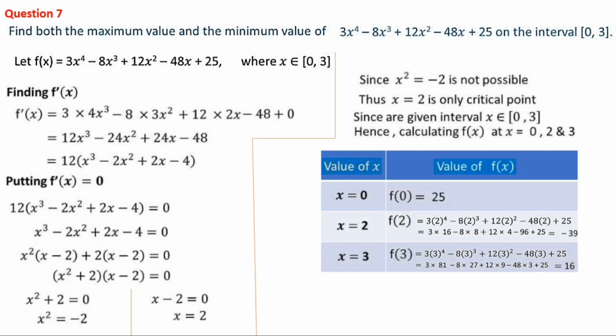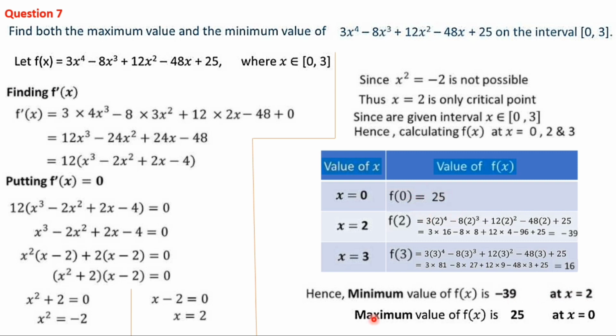So here find both the maximum value and the minimum value. The minimum value is this one, minus 39. Minimum value of f of x is minus 39 at x is equal to 2, and the maximum value is this one, 25. So the maximum value of f of x is 25 at x is equal to 0. Next we shall discuss question number 8.